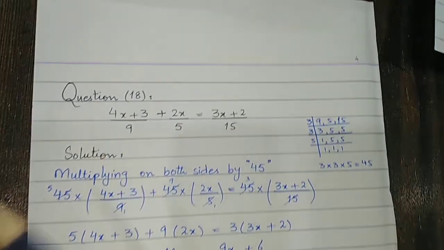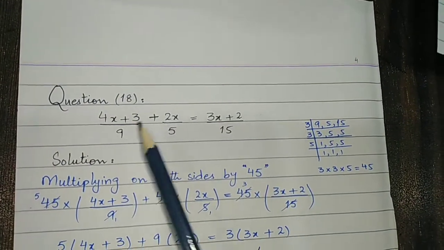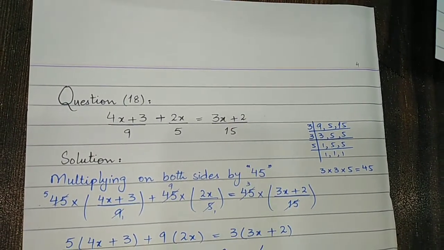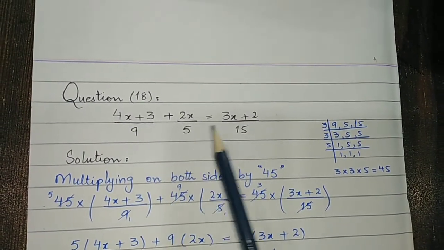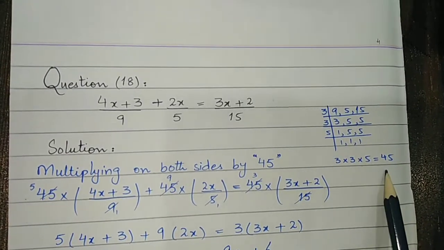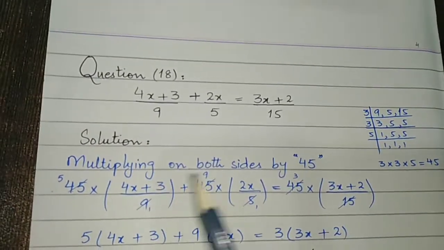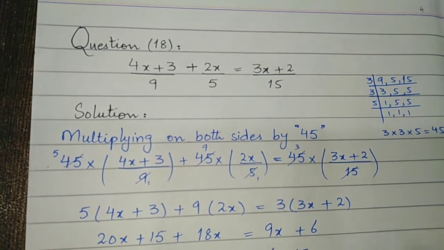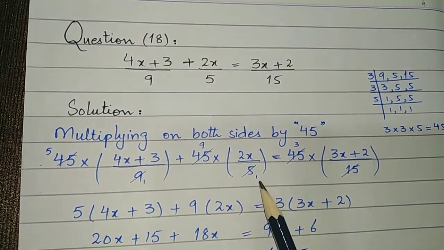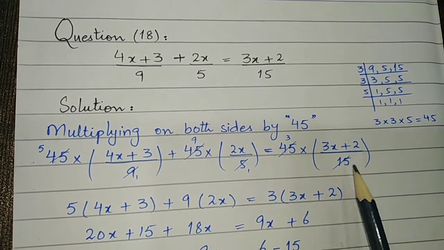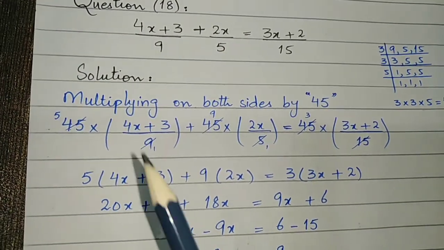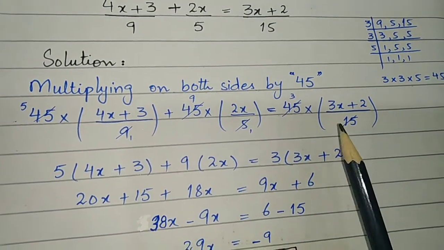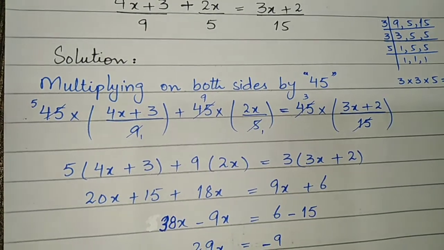The next question is question number 18. That is (4x plus 3) over 9 plus 2x over 5 equals (3x plus 2) over 15. So the LCM of 9, 5 and 15 is 45. You can see here. So you have to multiply both sides by 45. So 45 times (4x plus 3) over 9, plus 45 times 2x over 5, is equal to 45 times (3x plus 2) over 15. Now you have to do the possible cutting. 9 ones are 9, 9 5s are 45, 5 ones are 5, 5 9s are 45, and 15 ones are 15, 15 3s are 45.